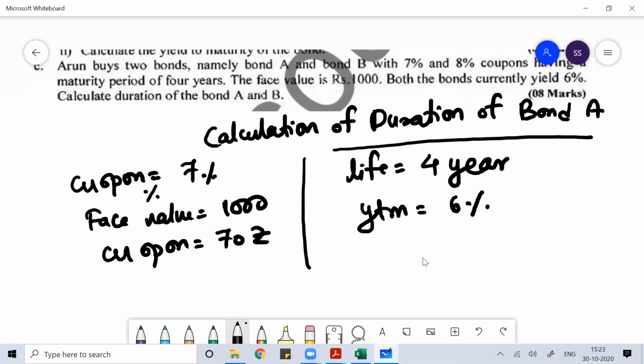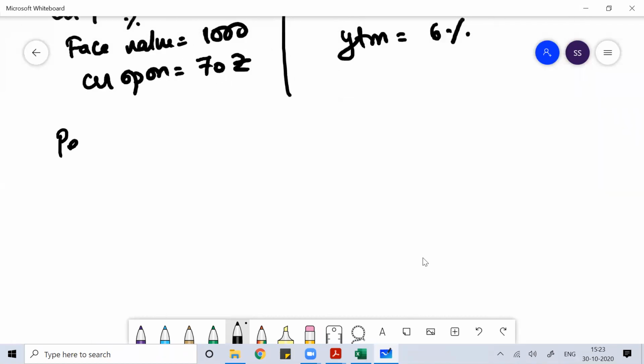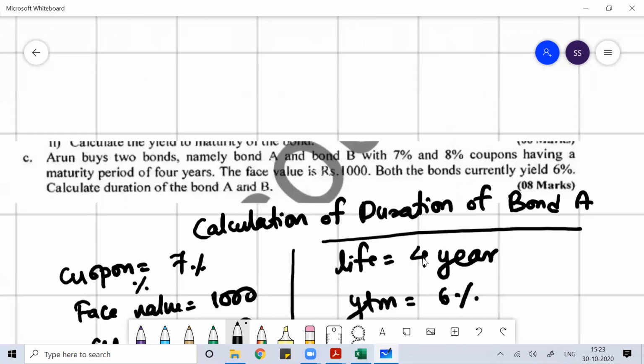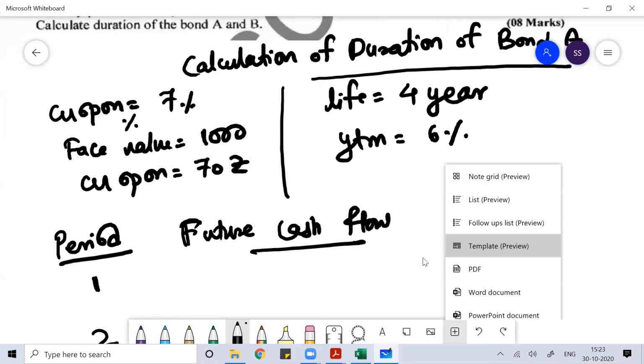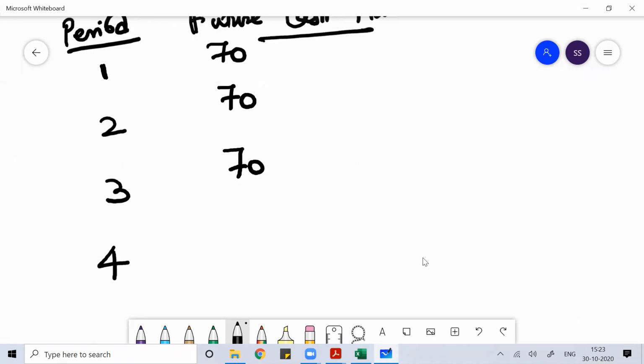Once you are done with this, now you write the periods. Total 4 periods are there: 1, 2, 3, 4. What are your future cash flows? 70 rupees coupon for each of the first 3 years. Then in the fourth year, you'll get the face value of 1,000 plus the coupon, that is 1,070.